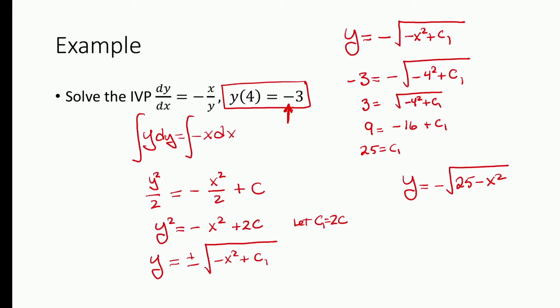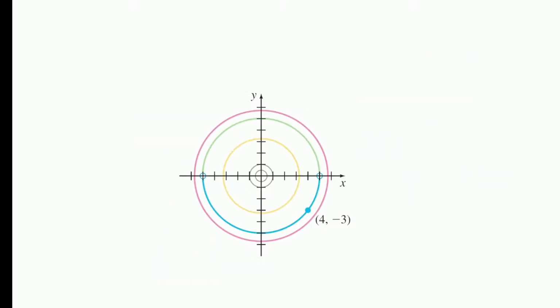Now, just to remind you where this is coming from, if we were to draw the various solutions to this differential equation, the family of solutions for different values of C, they look like this. They're all like half circles.